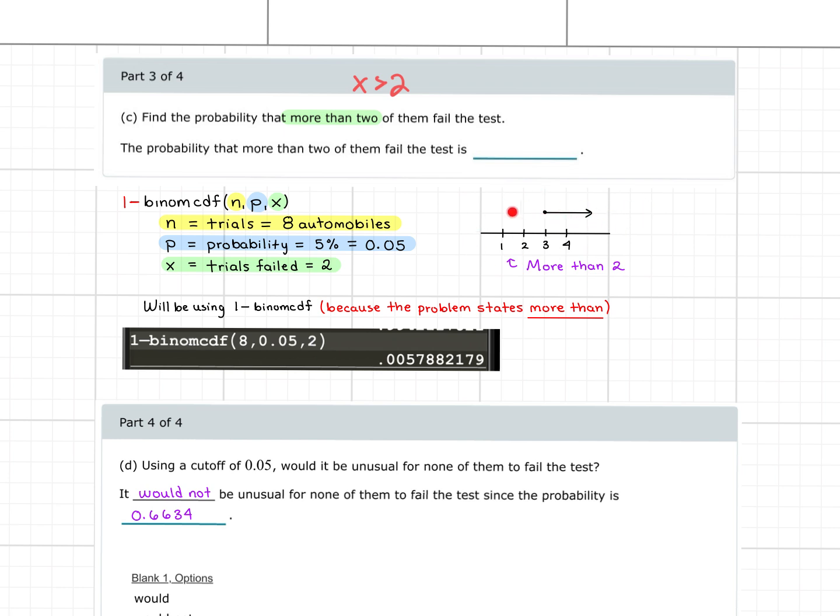So I like having this little drawing just so I know what to include. So whenever the problem says more than, right? Or you have it to the right, you're looking at the numbers greater than. That's when you're using the complement. So we're going to do the 1 minus. But when you do the 1 minus, what you're doing is you're getting rid of all the probabilities that you're not interested in. So you're getting rid of all these probabilities on the left-hand side, all the way up to 2, right?